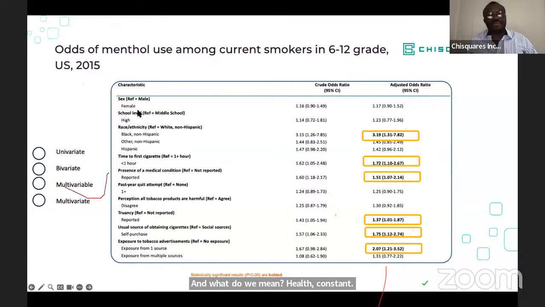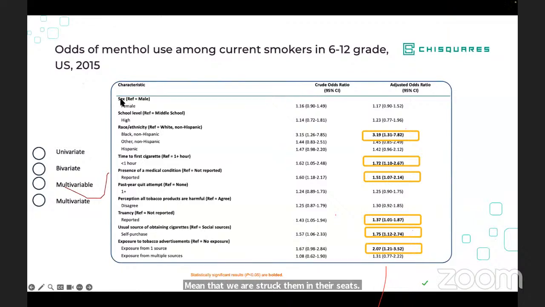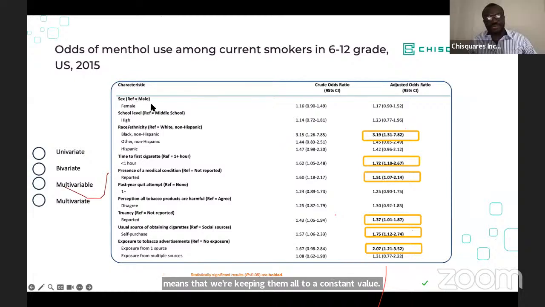It means that we're keeping them all to a constant value. So when we're looking at race, we are assuming that everybody is male, because male is a reference group. Everybody in that data set is male at that time. Everybody in that data set is in middle school at that time, so that there are no differences in sex, no differences in school level.